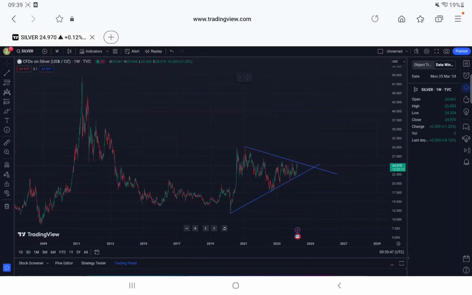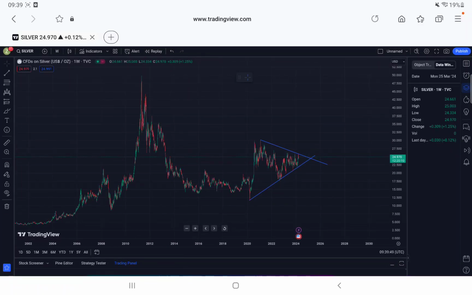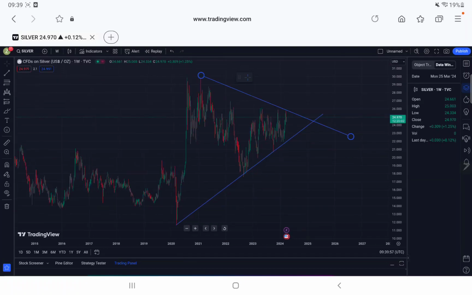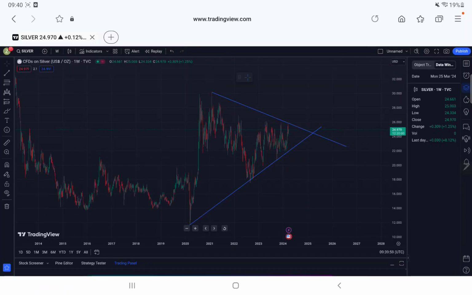That is obviously a symmetrical triangle. That is back from about, give or take, start of 2020 all the way up to now. That's a 4-year pattern. So symmetrical triangles tend to form on larger time frames, and 4 years is a fairly decent time frame. And this is on the weekly chart as well.